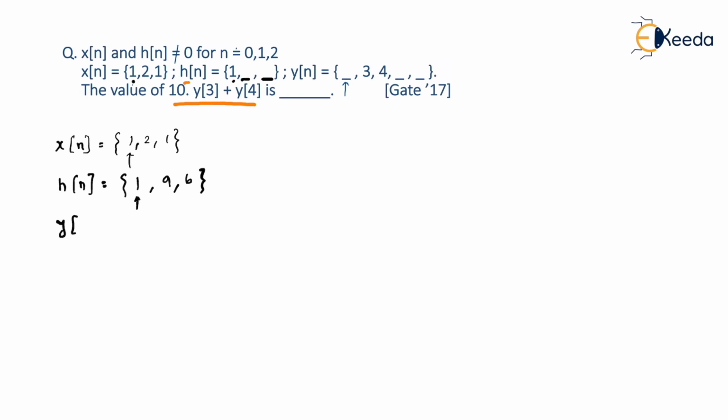Finally you have y of n, which is also partially given. The very first element is not given, so I'll assume it is x. I cannot use a and b because I have already taken them, so let me use x, y, and z. I'll write x comma 3 comma 4 comma y comma z, and the arrow mark is provided here. Again, there is no solution other than the tabular one.